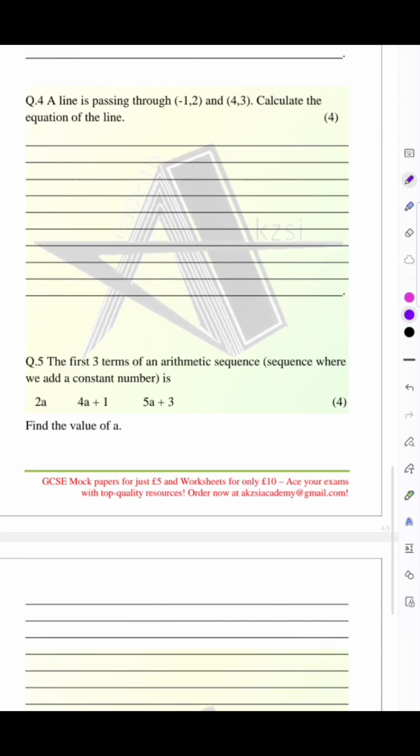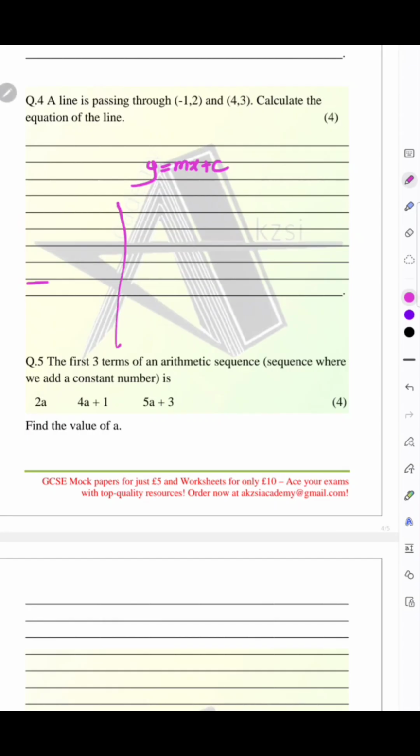Question 4. A line is passing through (-1, 2) and (4, 3). Calculate the equation of the line. There are two ways. There's a direct formula, or there's a simple way, which is y equals mx plus c. So we'll be following that. So y equals mx plus c. m stands for gradient, whereas c stands for y-intercept.